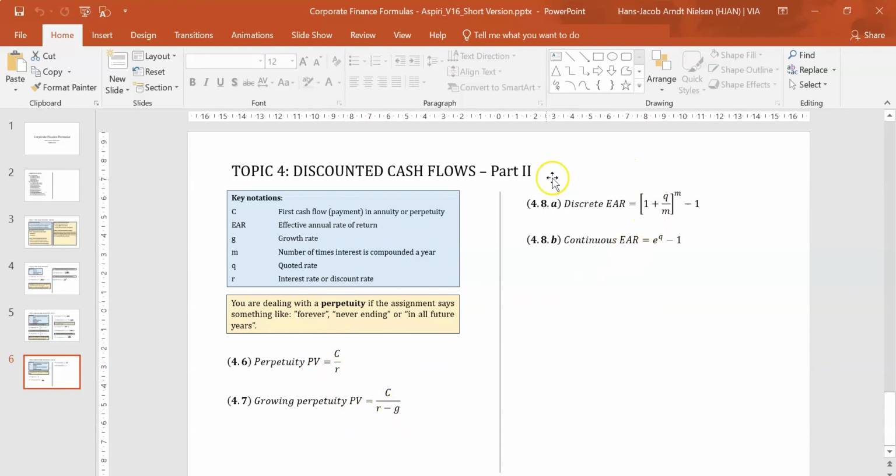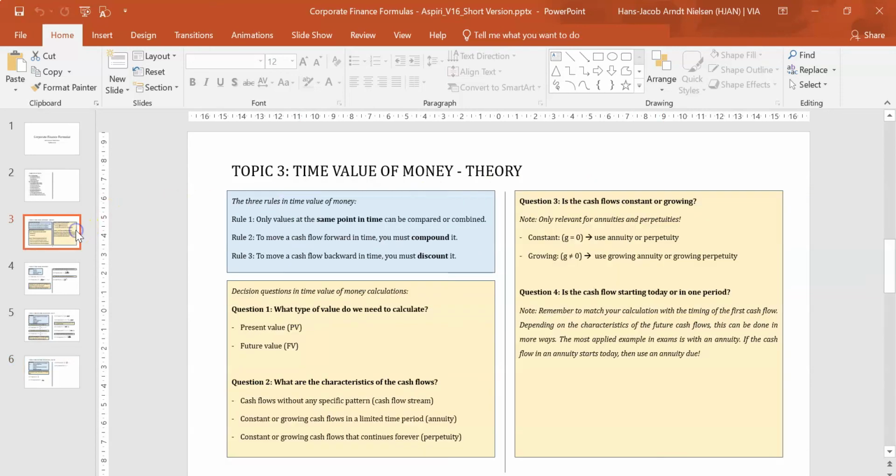And then finally we have two formulas that are used in some exams where we have to find the effective annual rate based on a quoted rate. So that's the formulas that we have in the package here relating to this topic. But now it is time to dig into the assignment.